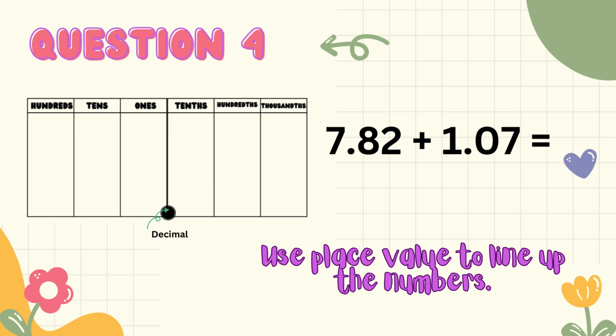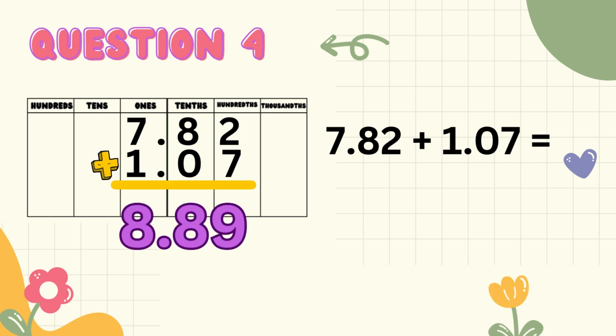All right, next question. Question number 4. Use place value to line up the numbers. Again, this is going to be addition, so make sure you use place value to line up the numbers. All right, your answer should have been 8.89. If you didn't get that answer, look and see if you lined up your place value or maybe you subtracted when you should have added. Look at that carefully.